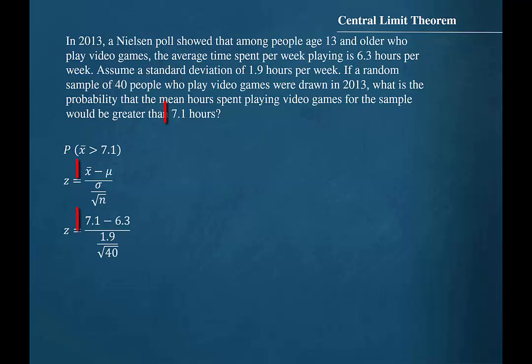So we will substitute the sample mean, population mean, standard deviation, and sample size into the z-score formula. This will result in a z-score of 2.66. So finding the probability that the sample mean is greater than 7.1 is the same in this case as finding the probability that the z-score would be greater than 2.66.